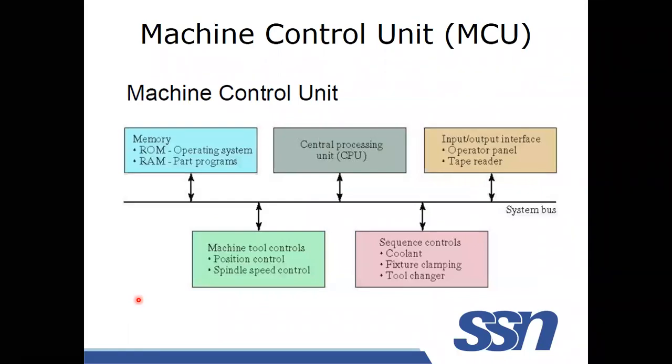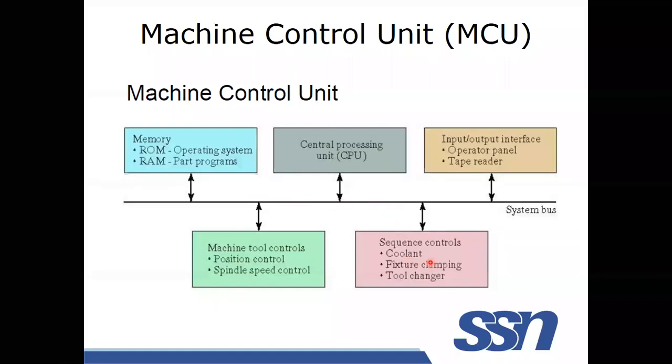Here, the machine control unit is given. The system bus carries the information, the data actually. This one is very familiar for all of us. It will have a memory unit, RAM and ROM. RAM will store the memory, and ROM is used to manage the operating system. Machine tool control here, position control and spindle, feed, speed, etc. Those information is also passed through the system bus. I mean, this carries the data.